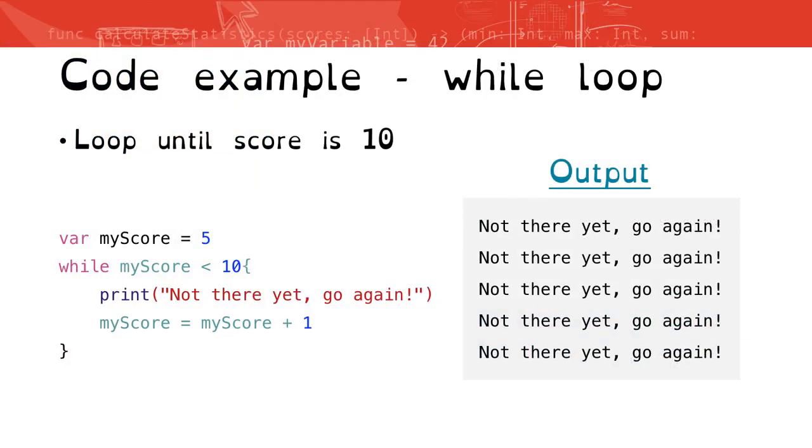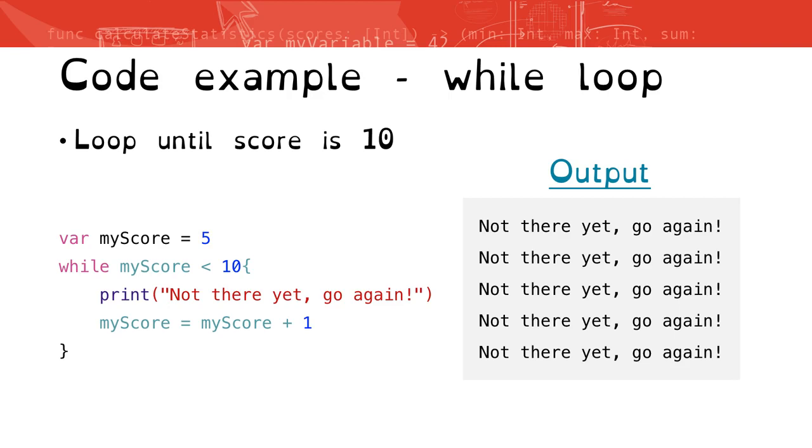So now here's a code example of a while loop, and this is our looping until the score is 10. We can see the output on the right and the Swift code on the left. We have a variable called myScore, which starts with a value of 5. We now commence the while loop with the word while, and then we have an expression that we're checking next to it on the right. In this case, myScore is less than 10. If myScore is less than 10, that means it is true. We go inside the loop between the curly brackets. In this case, inside the loop, we have a print statement saying, not there yet, go again. But importantly, we then increase the value of myScore by 1.